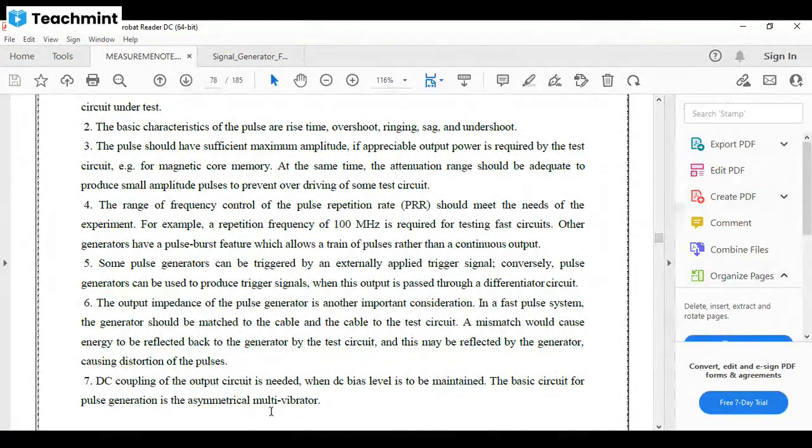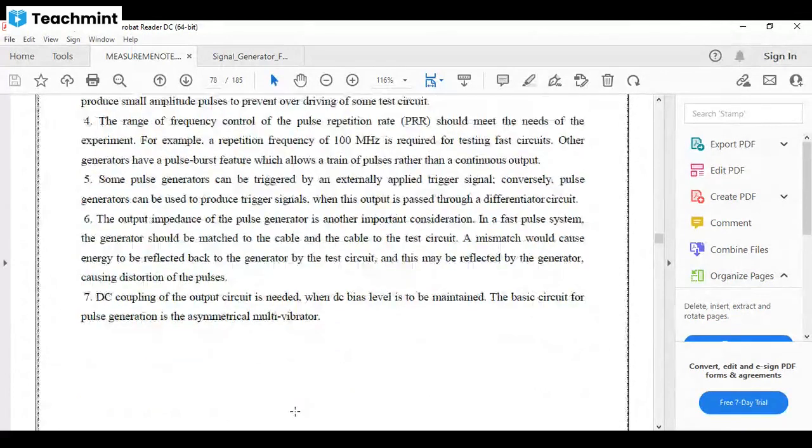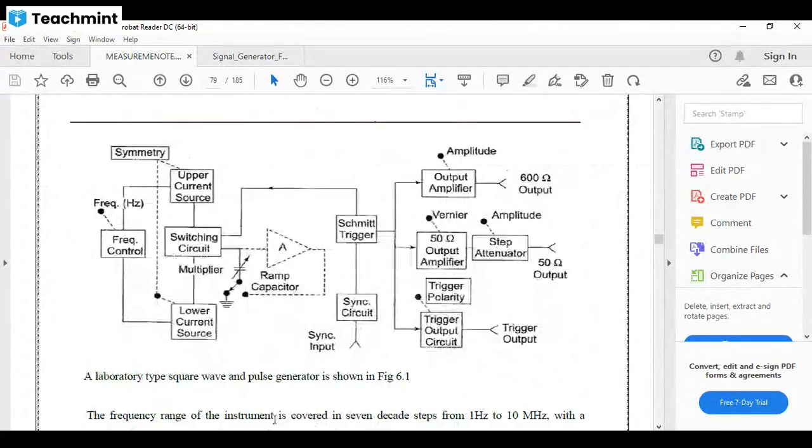and the DC bias level is maintained. The circuit for the pulse generator is a multivibrator. So this is the laboratory type of square wave or pulse wave generator.